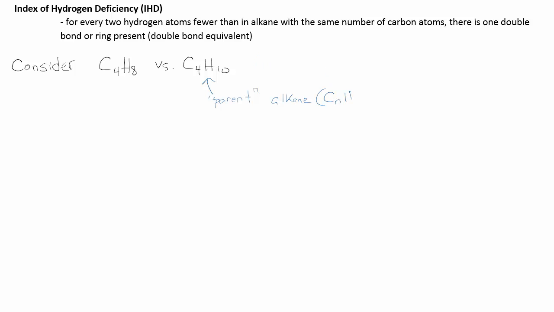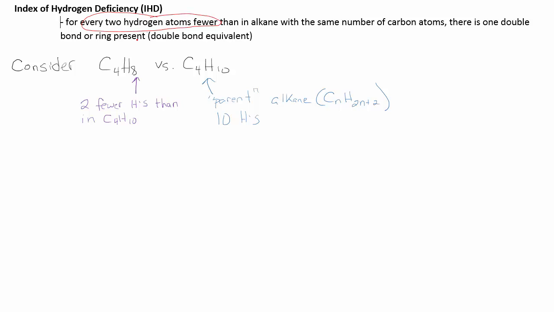C4H10 would be the parent alkane, all right, that has the standard general formula of an alkane. It would have 10 hydrogens. Now, if we were to present you with C4H8, we would say, okay, well, there are 2 fewer hydrogens than present in C4H10. So we'll go up here and we'll just sew this all together.